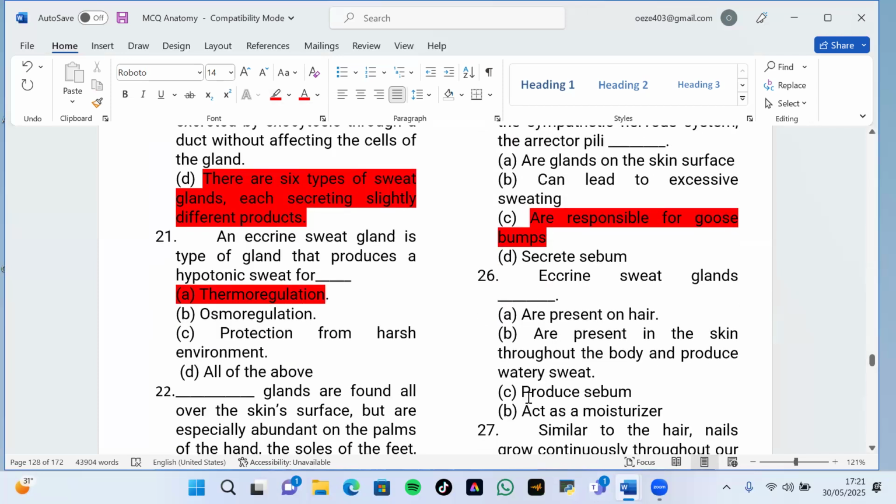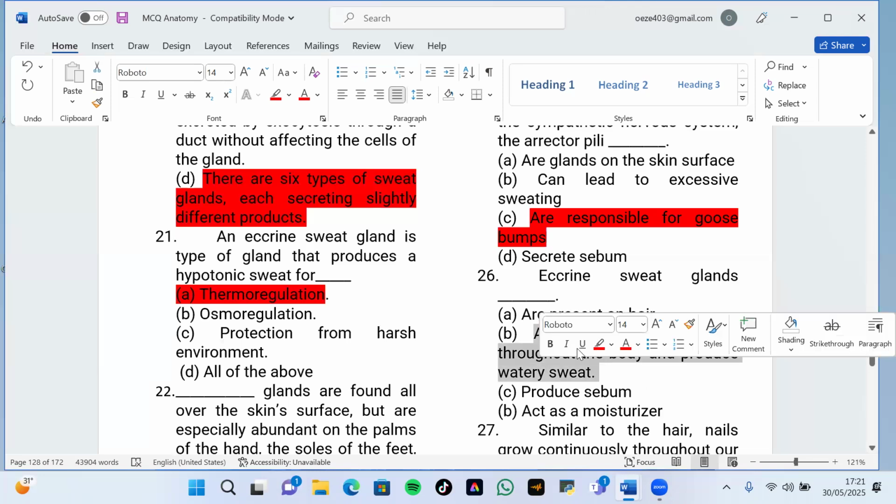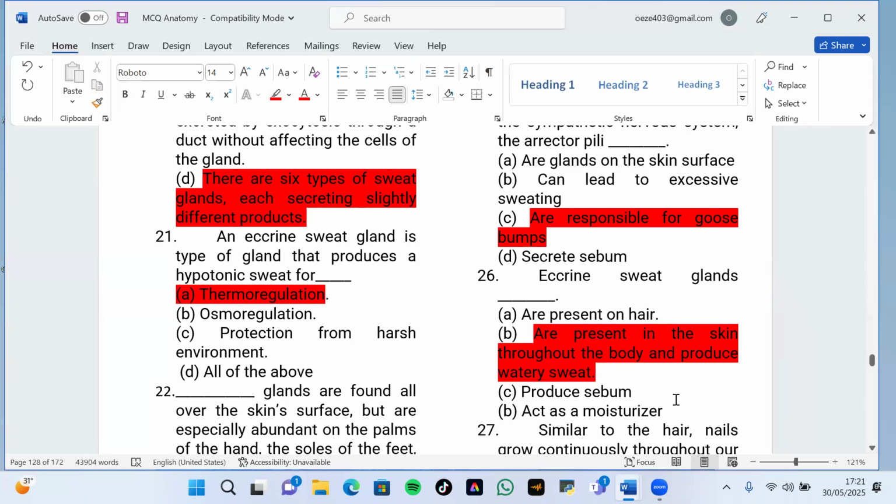Eccrine sweat glands dash. A, are present on hair. B, are present in the skin throughout the body and produce watery sweat. C, produce sebum. D, act as a moisturizer. The correct answer is B, are present in the skin throughout the body and produce watery sweat.